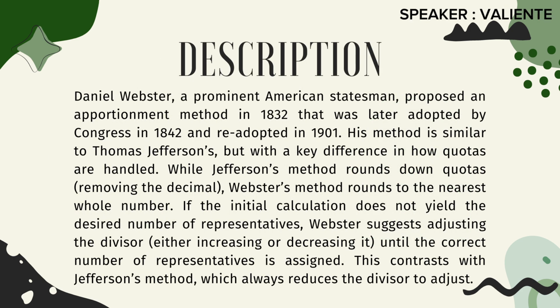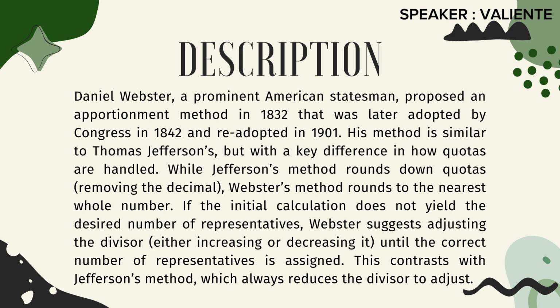Daniel Webster, a prominent American statesman, proposed an apportionment method in 1832 that was later adopted by Congress in 1842 and readopted in 1901. His method is similar to Thomas Jefferson's, but with a key difference in how quotas are handled. While Jefferson's method rounds down quotas, removing the decimal, Webster's method rounds to the nearest whole number.